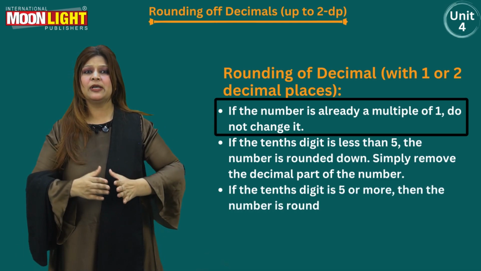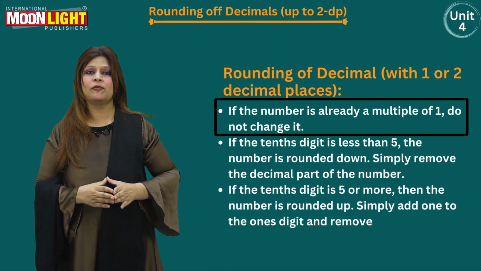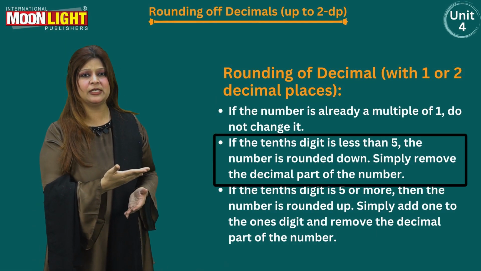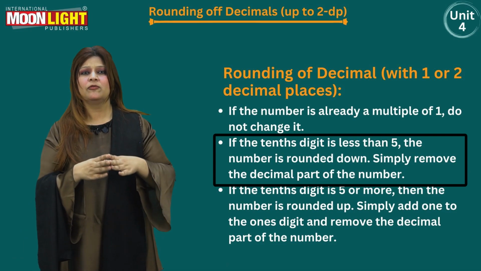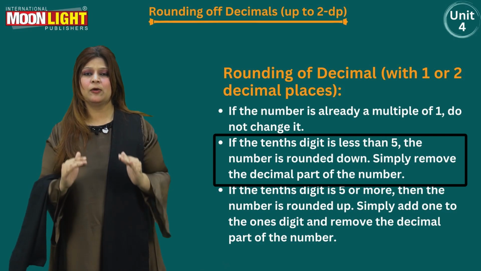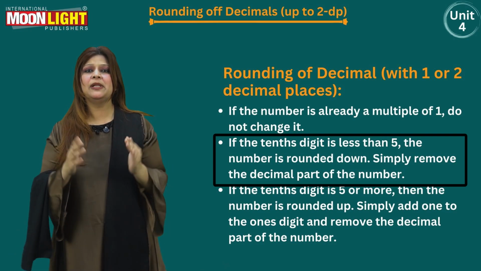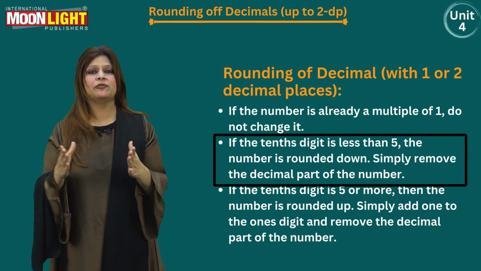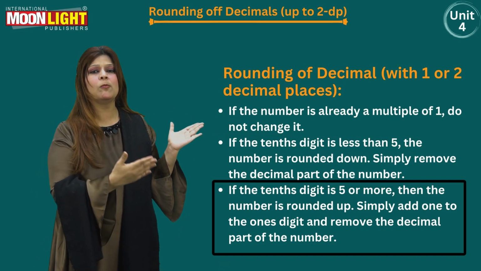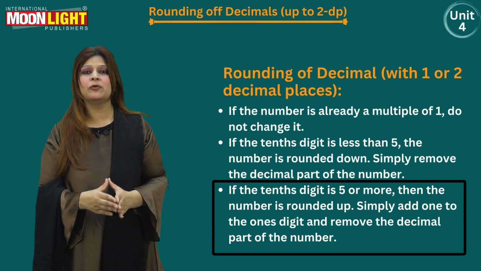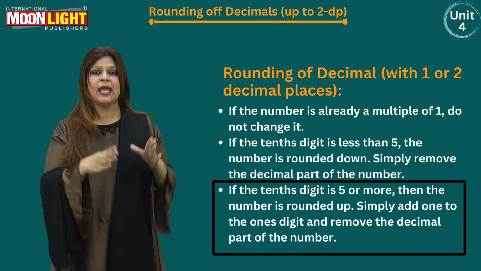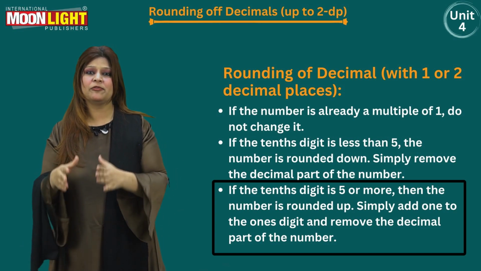If the number is already a multiple of 1, do not change it. If the 10th digit is less than 5, the number is rounded down. Then simply remove the decimal part of the number. If the 10th digit is 5 or more, then the number is rounded up. Simply add 1 to the 1st digit and remove the decimal part of the number.